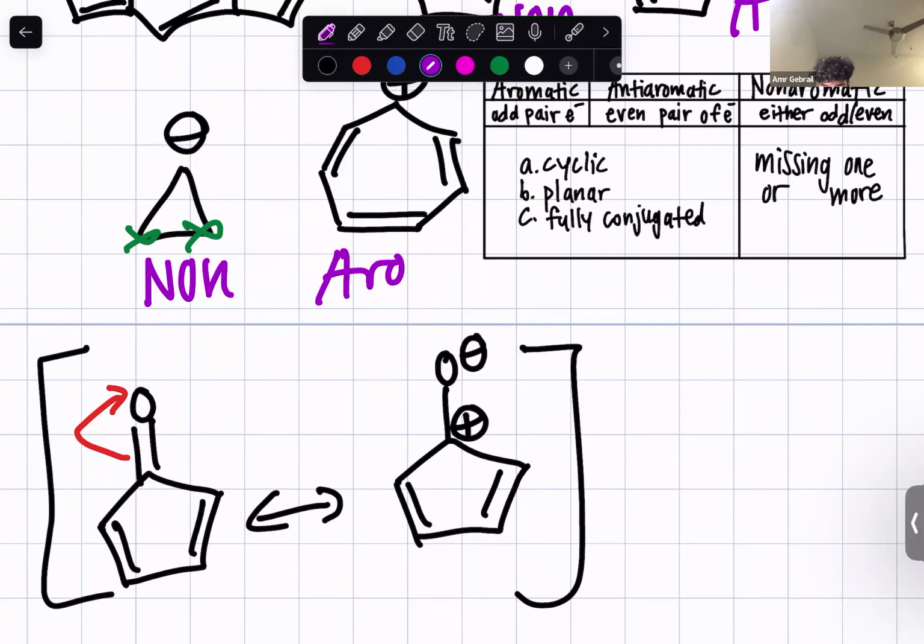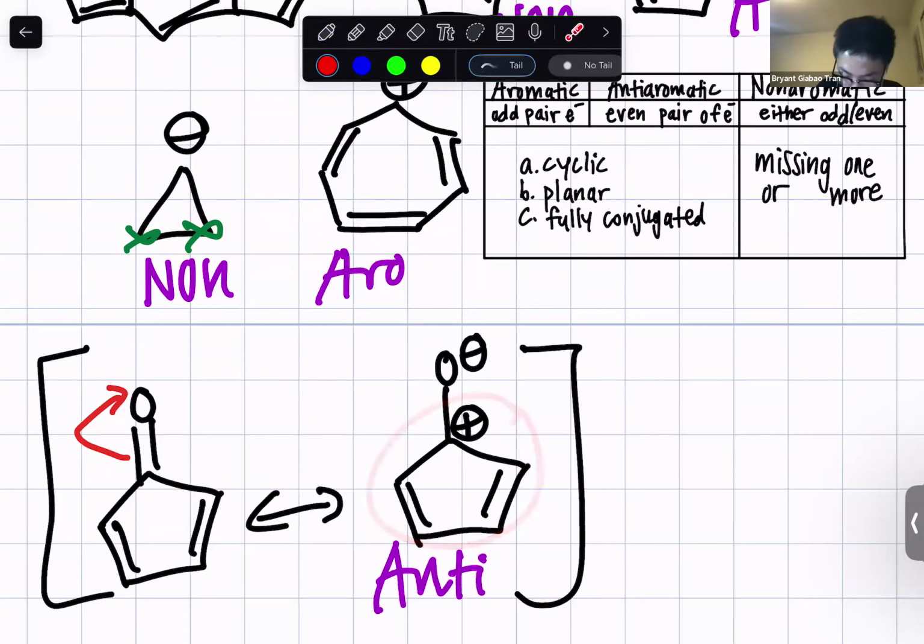So would this one be anti-aromatic? Yep, anti, because it is cyclic, planar, fully conjugated, and only two pairs of electrons are doing it, which is an even pair. Nice. Yep.